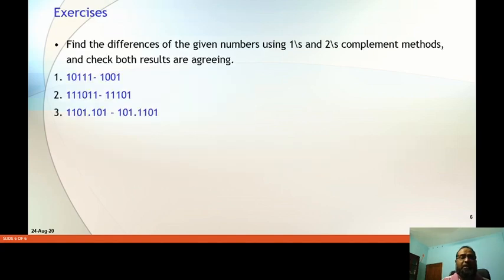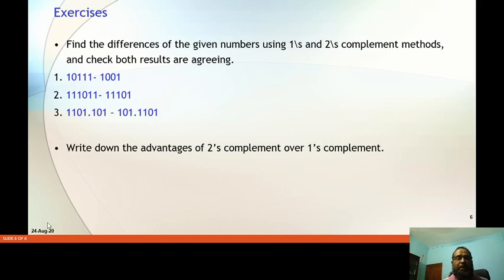Okay, that is how we can get the result, and these are a few examples that you have to do for the coming classes. And we have already discussed the advantage of twos complement over ones complement in the previous class. For the other numbers you have to do the three exercises. What will be the result of this? Okay, that's all for the day today.